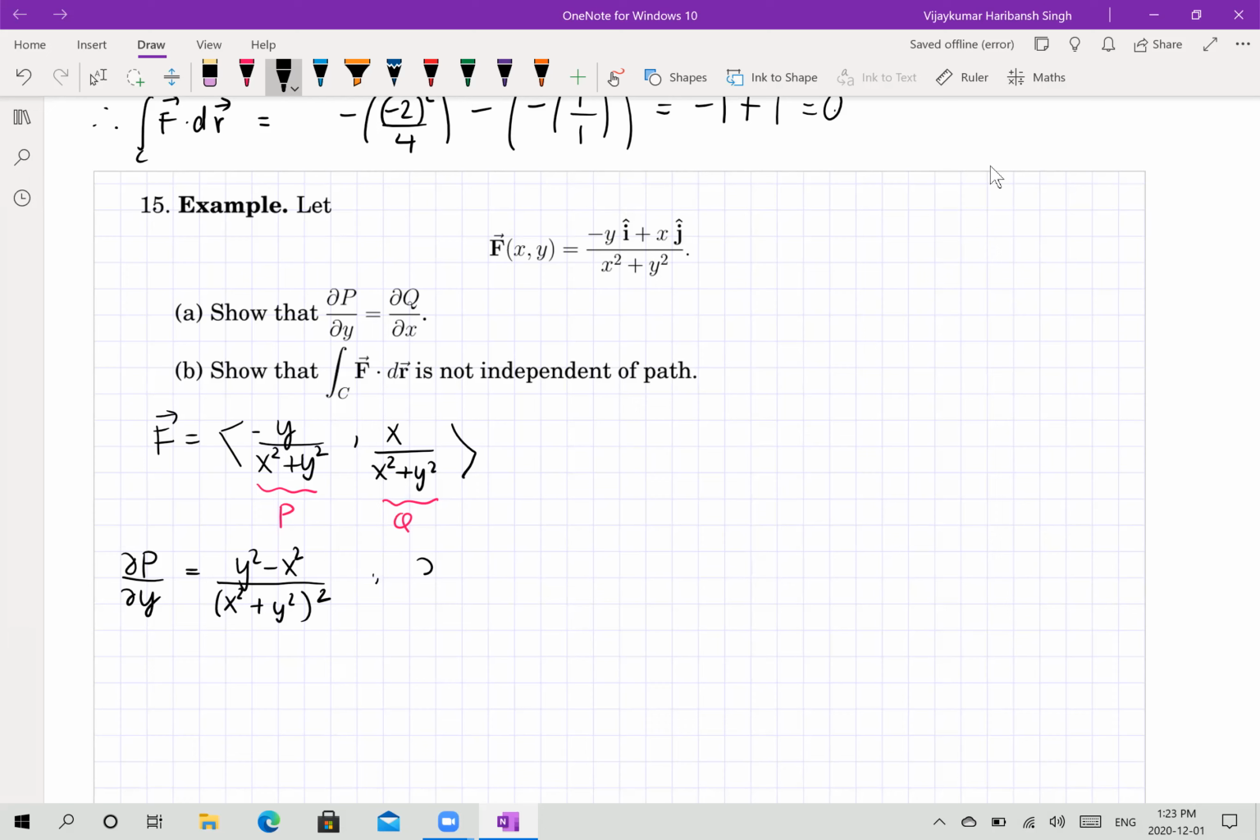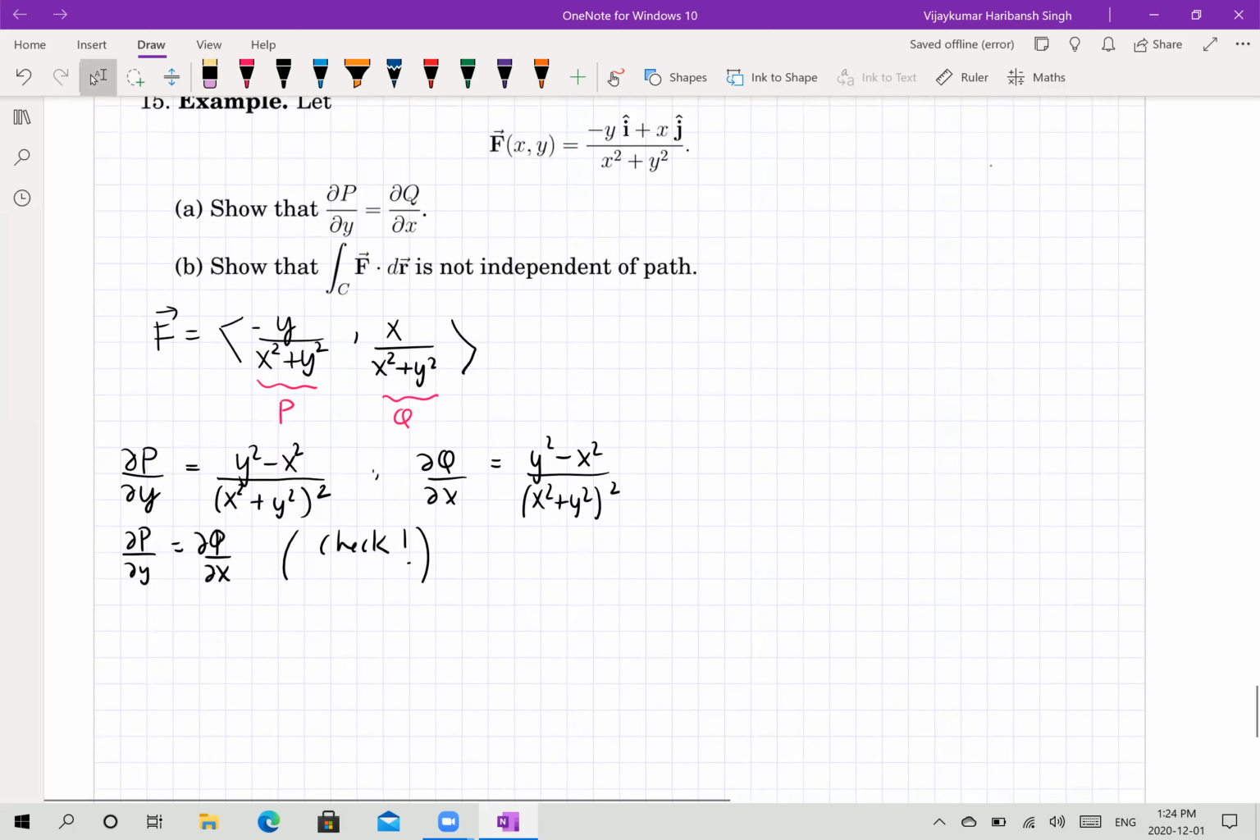Similarly, you can see that ∂Q/∂x is also y squared minus x squared upon x squared plus y squared the whole squared. And so we get ∂P/∂y equals ∂Q/∂x. Check. Yep. So you can check that. However, let's see part B. So it is still not independent of the path.